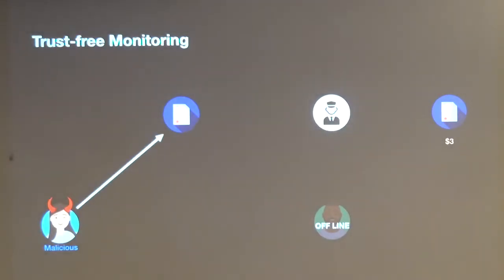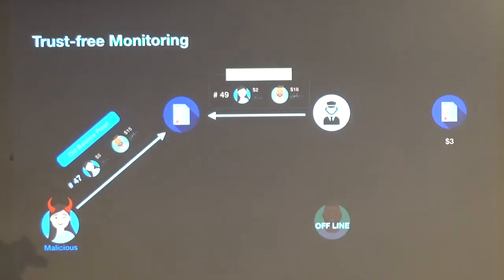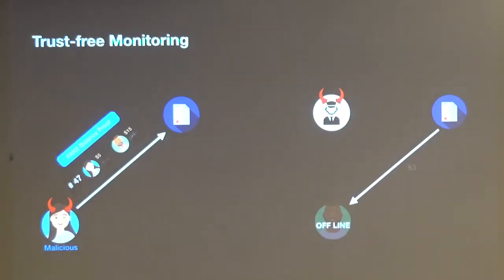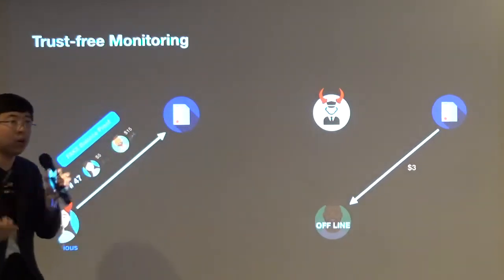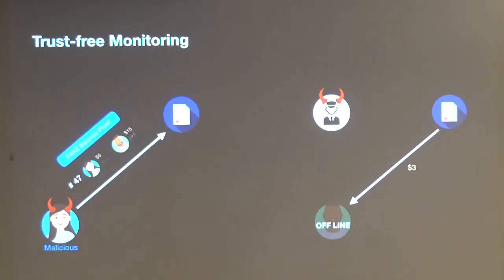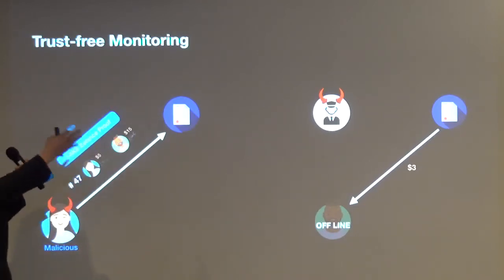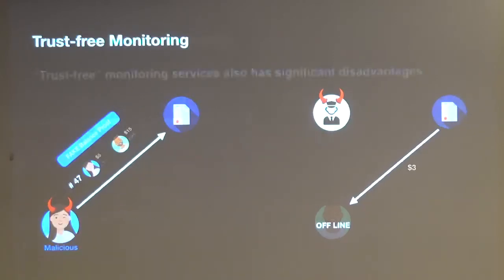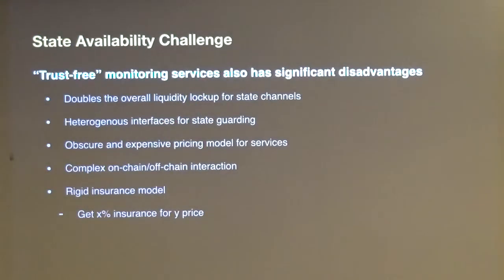What's going to happen is that if Alice turns malicious, this watchtower service should be guarding the state for the user. And if not, the user can later come back online and prove to the smart contract, which is holding some honesty bond, that this watchtower didn't do the job, and then take the money. But this trust-free monitoring service also has significant disadvantages, including that it doubles the overall liquidity lockup of this entire network, because now you need not only the channel operator to lock up money, but also the monitoring services need to lock up money.